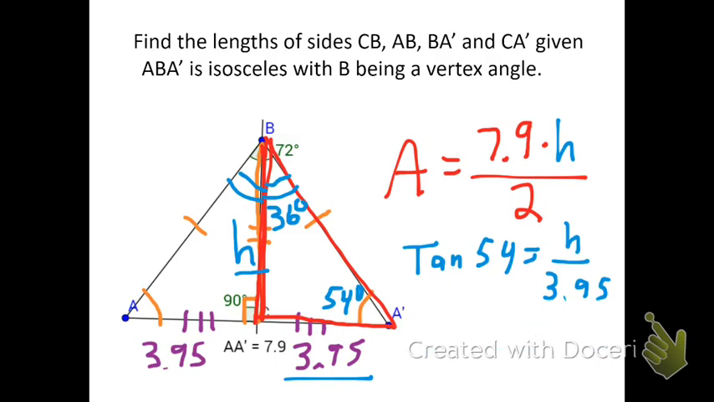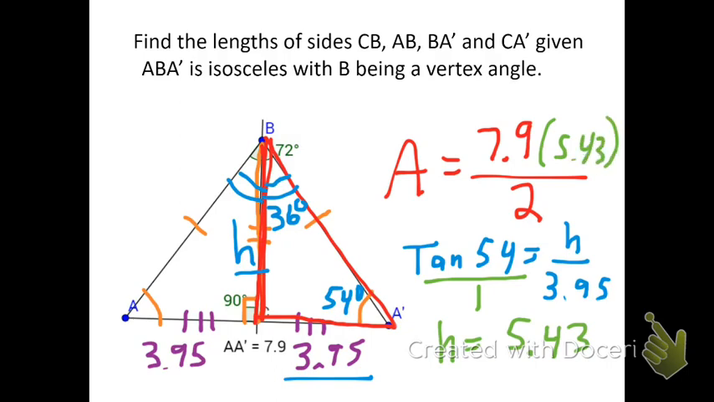Both of these setups would give you the same answer. Now when we cross multiply, I'm going to put tan of 54 over 1. H times 1 is h. And then tan of 54 times 3.95 comes out to 5.43. So now we can plug that in for our height, and we can find the area of that isosceles triangle by doing 7.9 times 5.43 divided by 2. And that comes out to an area of 21.4 square units.